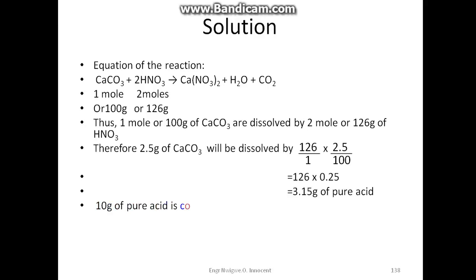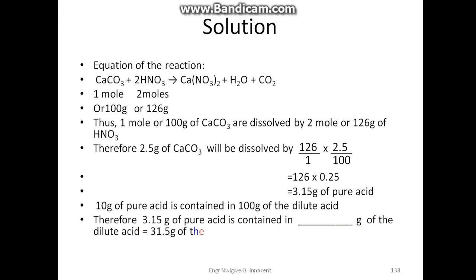10 grams of pure acid is contained in 100 grams of dilute acid. Therefore, 3.15 grams of pure acid is contained in 3.15 times 100 divided by 10 grams of the dilute acid, which will give us 31.5 grams of the dilute acid.